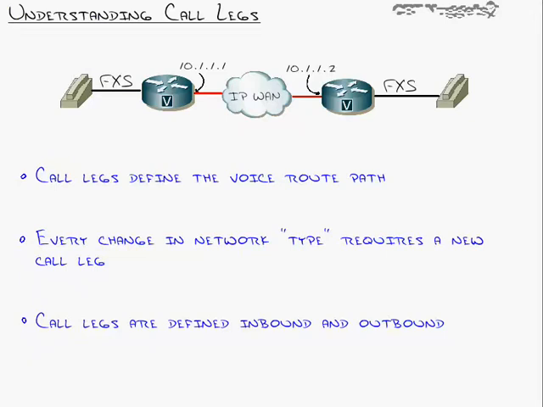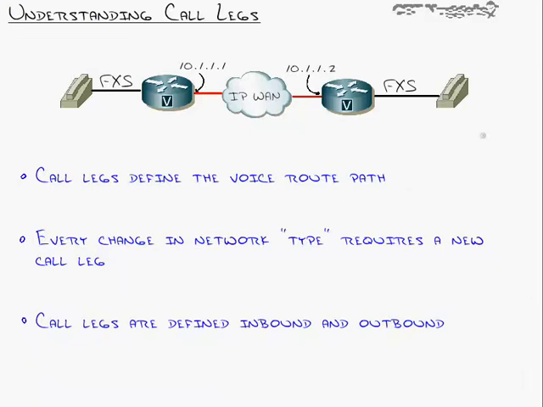Now, dial peers, which is what this and the following nuggets are about, are a little strange when you first see them. They don't quite seem to make sense at first. So someone came up with this idea of call legs to try and describe how dial peers work. Call legs define the voice route path.